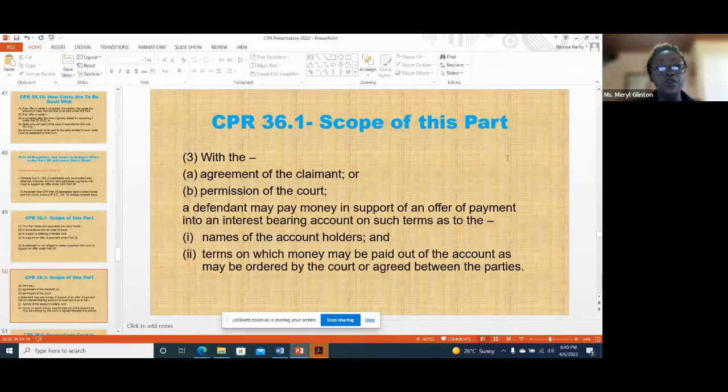This particular rule, 36.1 sub 3, only addresses it in relation to offers of payment in support of an offer. But the idea is that if you're getting it under a court order, then of course the court always has that discretion. I note that it doesn't refer to circumstances of defense of tender, and perhaps that is because in those circumstances, usually the claimant has already refused the funds. But I will say for right now, it is addressed only in relation to money paid in support of an offer. Next slide.